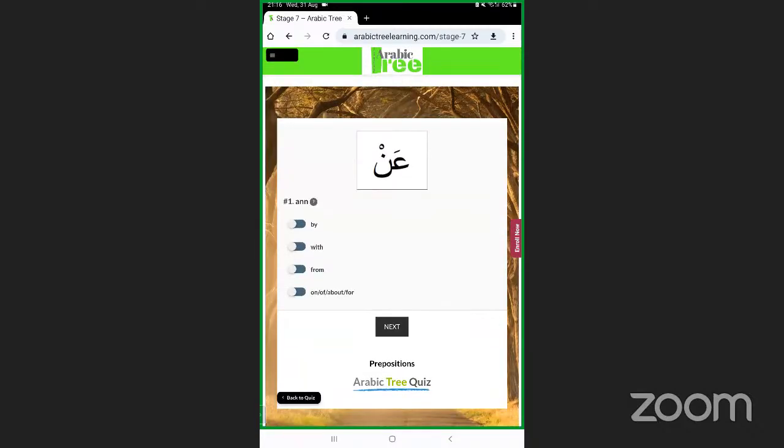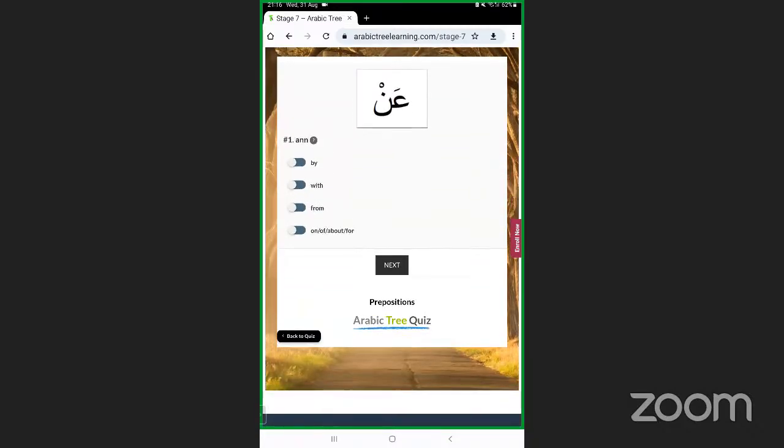In English, you also call these harfijar prepositions, and they make prepositional sentences. We will learn about that.